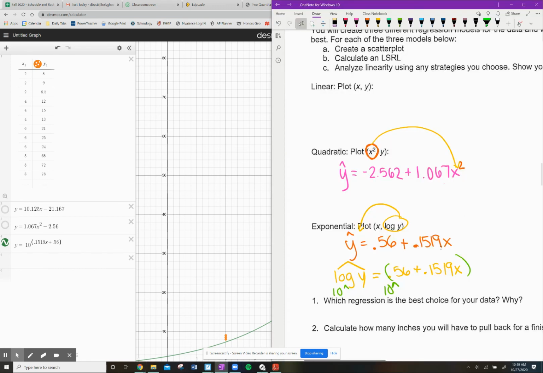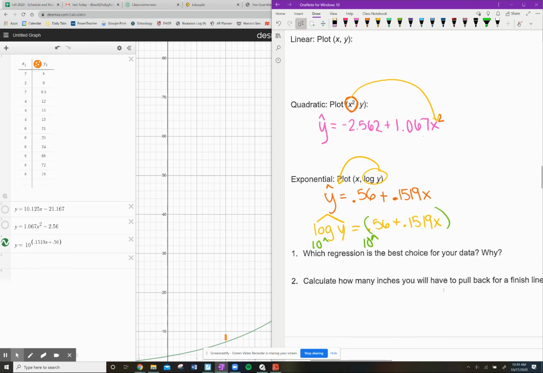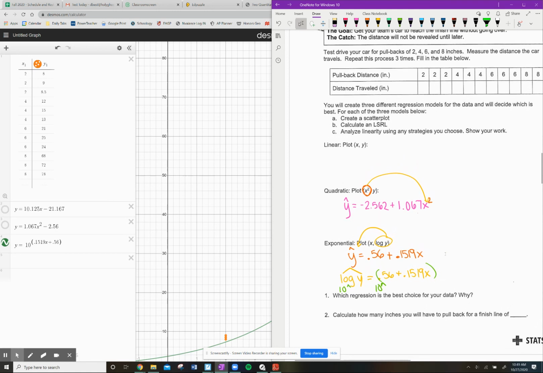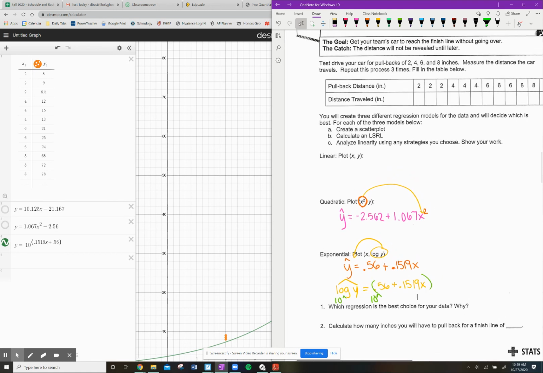So when it asks you which regression is the best choice, you have to decide, but think about things like your correlation values. Think about things like the residual plot. So me comparing how far those points are away from each line, that's comparing the residuals. So those are some of the things you're going to be looking for. And then you have to decide which one you want to use to make your predictions for our race in class next week.